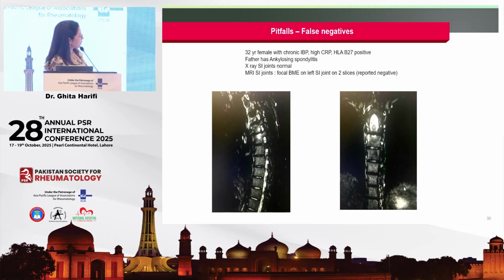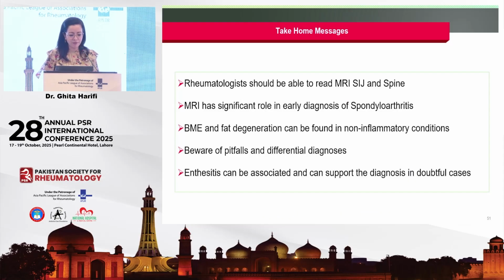Okay, so this is a patient, if we hadn't done the spine, we wouldn't have seen this massive inflammation in the thoracic spine. So the take-home messages here are that we as rheumatologists should be able to read our MRI, sacroiliac joints and spine. And I think that many of us have made this effort in educating ourselves in reading MRI of the spine and sacroiliac joints. MRI has a significant role in early diagnosis, obviously.